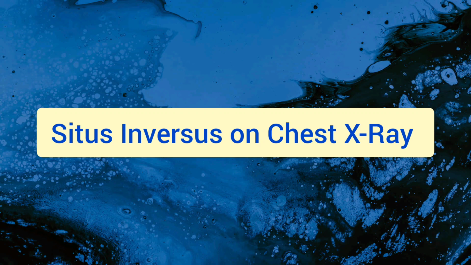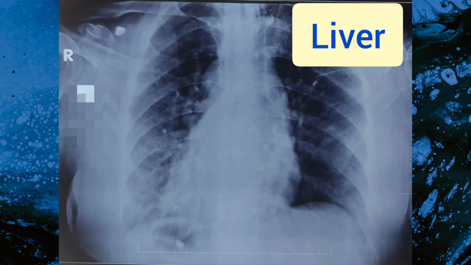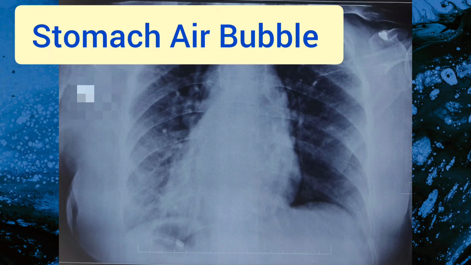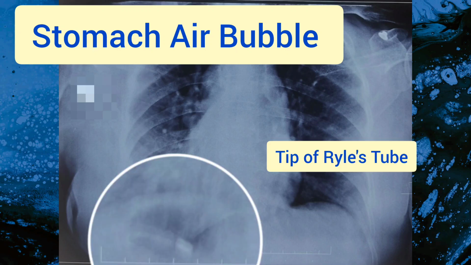Apart from dextrocardia, we can also diagnose situs inversus on chest X-ray. As explained earlier, situs inversus is associated with reversal of normal positions of all the organs in the body. So on a chest X-ray, the liver shadow is found on the left side and not on the right side. The stomach air bubble, which is normally situated below the left hemidiaphragm, is found to be below the right hemidiaphragm in situs inversus. This is additionally confirmed with the tip of a Ryle's tube visible in the stomach air bubble below the right hemidiaphragm.